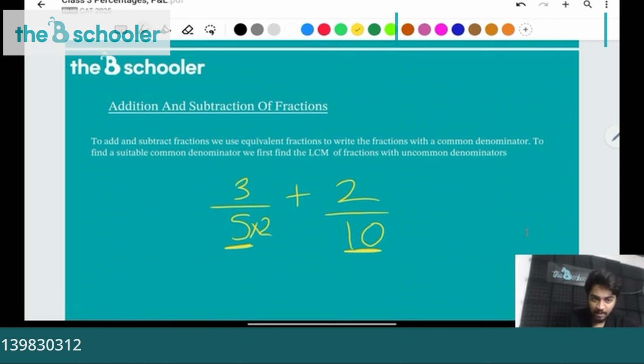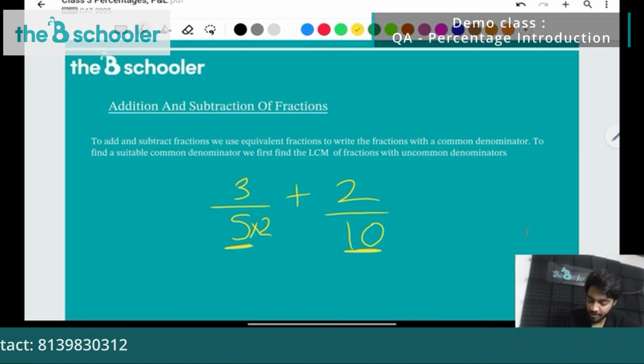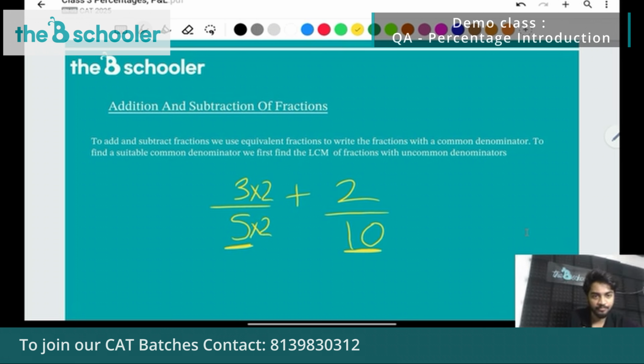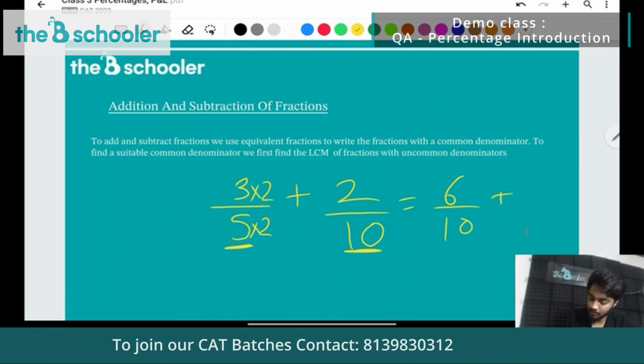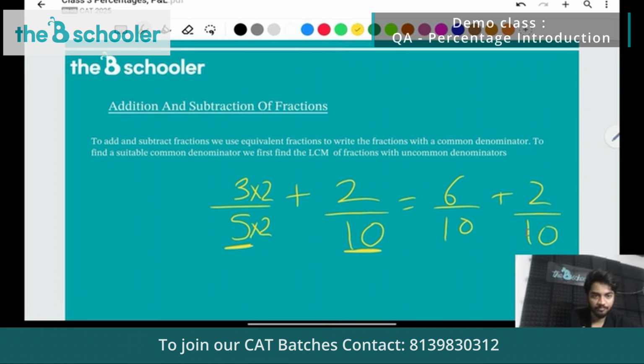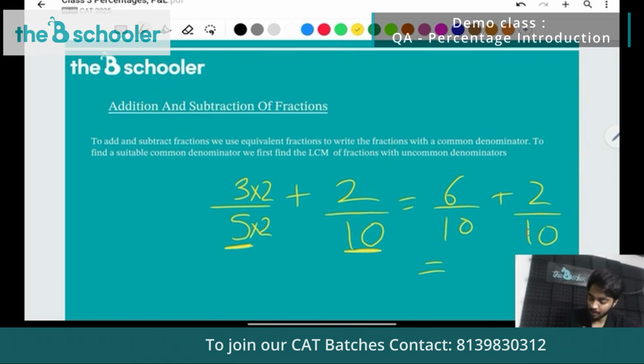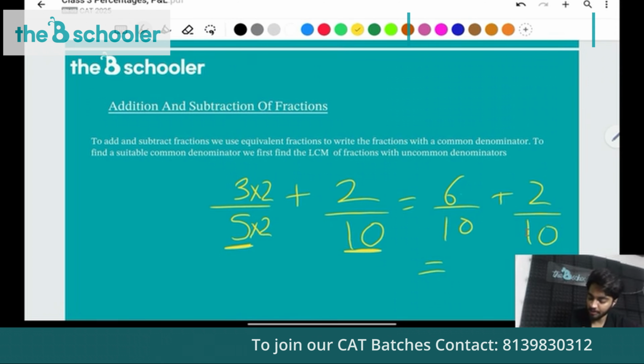Correct? But in fractions, whatever you do on the denominator, you should do on the numerator as well. So when we multiply the denominator by 2 to get 10, you should also multiply the numerator by 2. So this becomes 6 by 10 plus 2 by 10. Now you can add the numerators because the denominator is common, which gives 8 by 10, which is also 4 by 5.